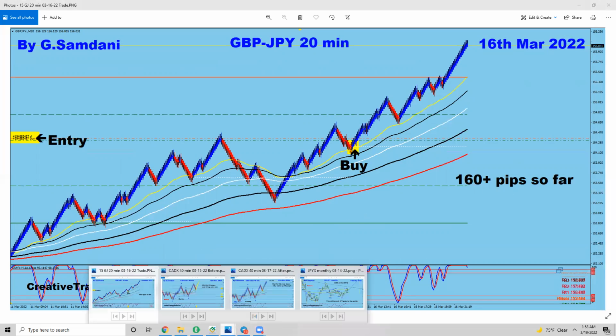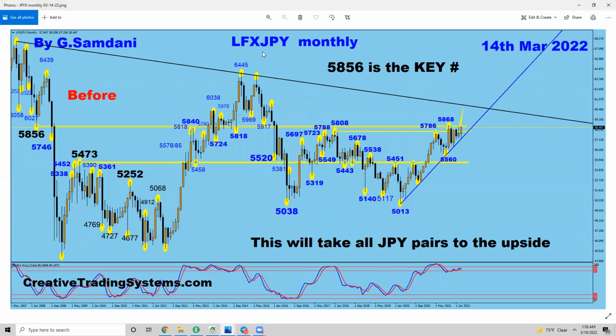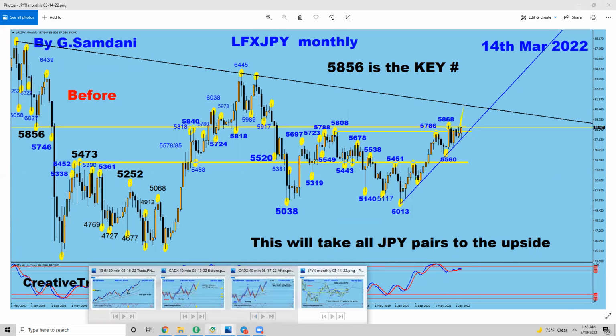Let me just show it to you before I move forward. So that chart I made, this one, yen index monthly chart. And I made this chart here on the 14th, saying that this thing is going to go up and it will target this TL, right? And what will happen? If that happens, this will take all yen pairs to the upside.